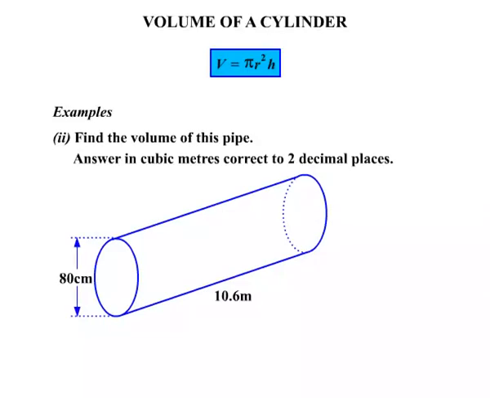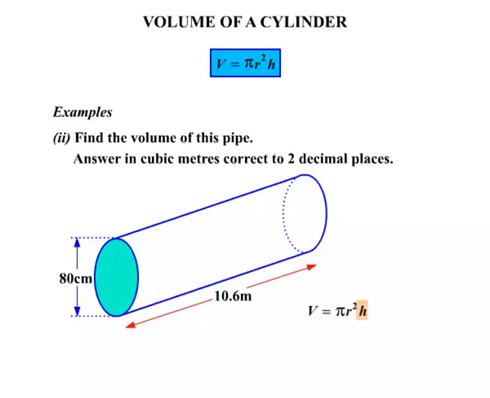Our next example, we need to find the volume of this pipe. We need to answer in cubic meters, corrected to 2 decimal places. Well, there's our formula again, V equals pi r squared h. Now pi r squared, that actually is the area of the circle. Okay, it's very useful to know what part of the formula that is. Pi r squared, area of the circle. It's multiplied by the height, which in this case is the 10.6.